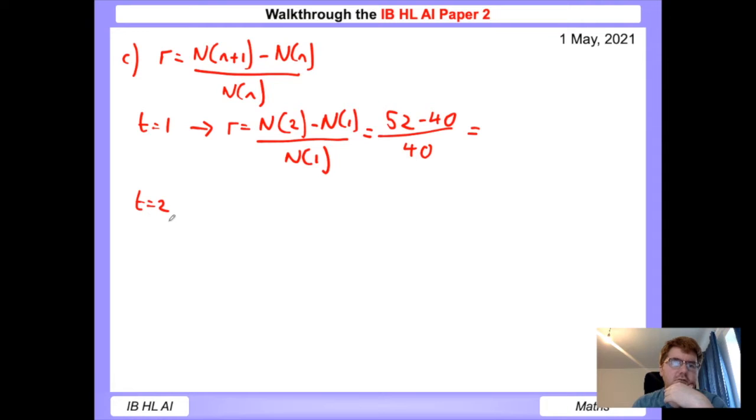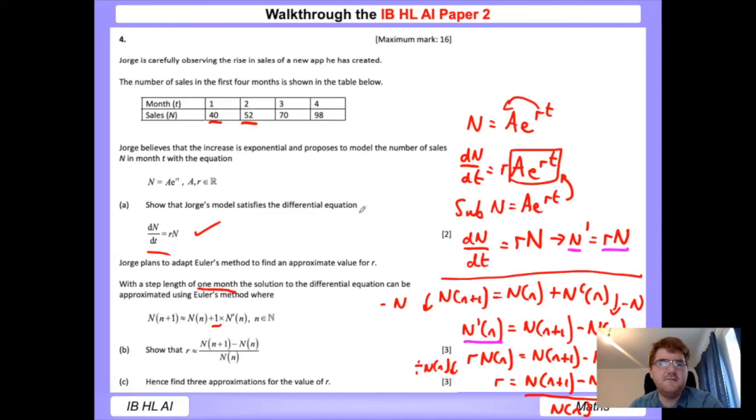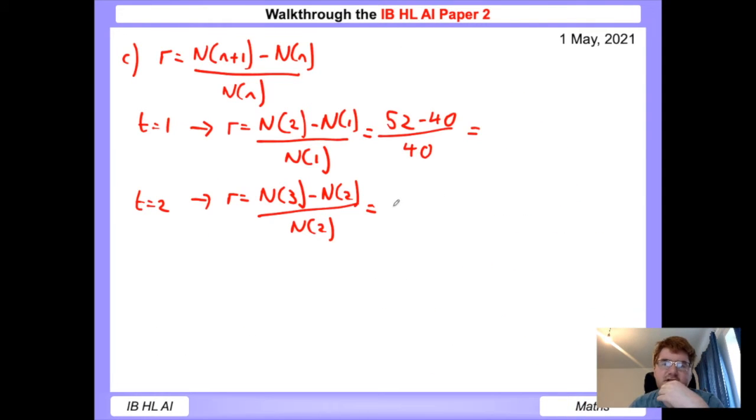T equals 2 works in the same way. So R will equal n3, 2 plus 1 is 3, minus n2 divided by n2. And if we use the values given, we've got 70 minus 52. You can probably see the pattern at this point. And so T is 3. I would also show my working, of course. This is why we only get 3 approximations, by the way, because we have no n0.